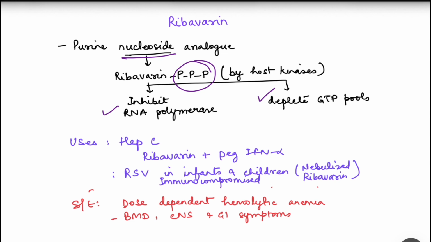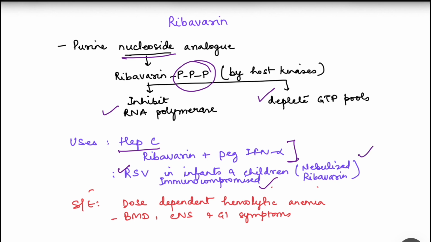So what are the uses of Ribavirin? Well, it is used in hepatitis C, as I told you, but it is now used in combination with NS3/4A inhibitors or with NS5B inhibitors. It can also be used in respiratory syncytial virus in infants and children, though not much effect has been found, but still it is recommended for use in immunocompromised infants and children. It is used as nebulized Ribavirin.